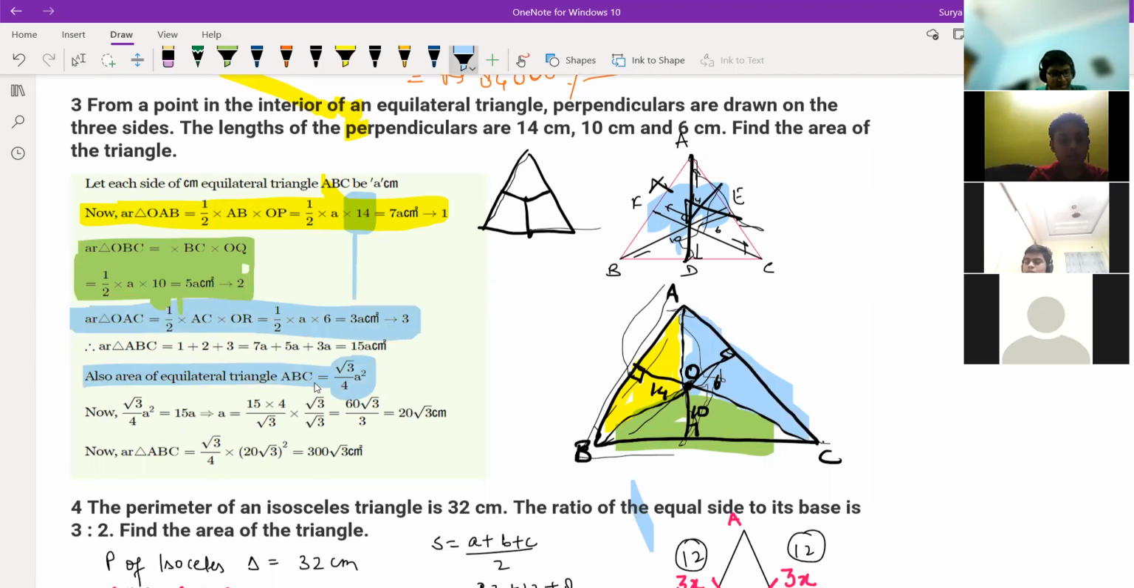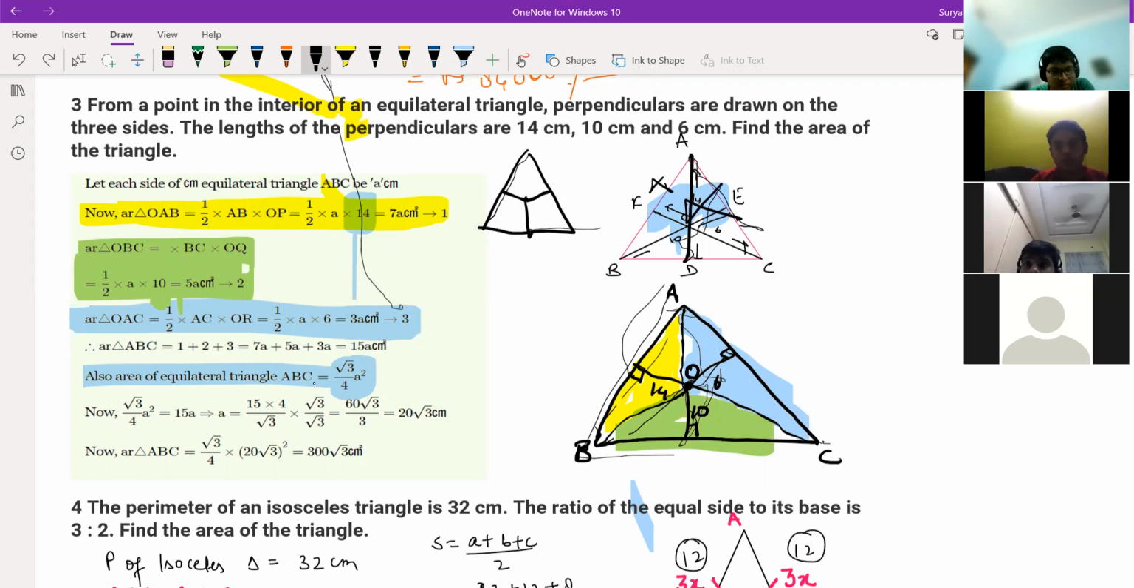If this is an equilateral triangle, the whole side is what? All sides are equal, no? So we are finding the whole area, and that is 15a square coming, right? So this area and this area should be equal, both are the same, right? Yes, sir. If you do it that way, 15a should be equal to what?